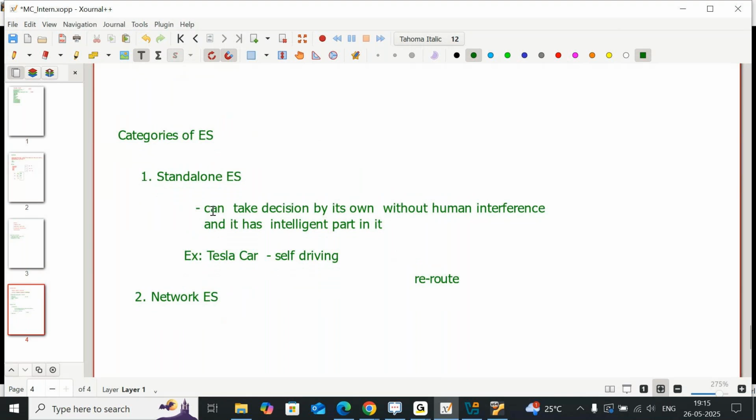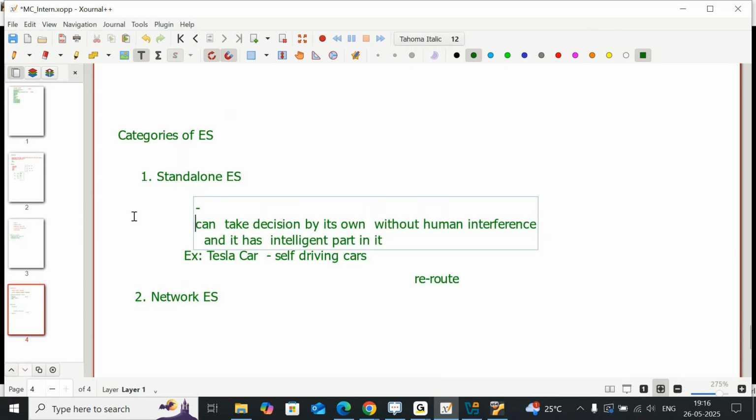So a standalone embedded system can take decisions on its own without any human interference, and it has an intelligent part in it. For example, the Tesla car we have discussed, a self-driving car, is an example of a standalone embedded system. This is considered an independent standalone embedded system. Then there is something called a slave standalone embedded system.